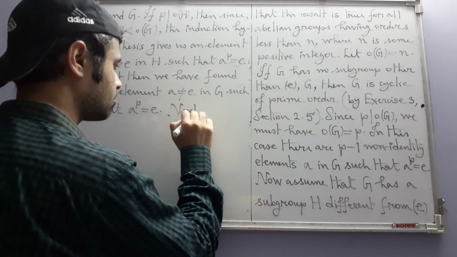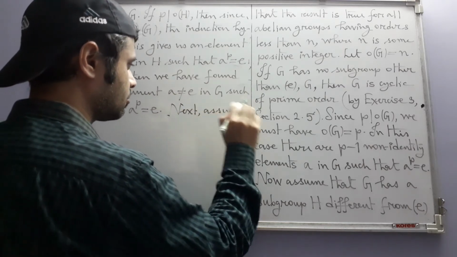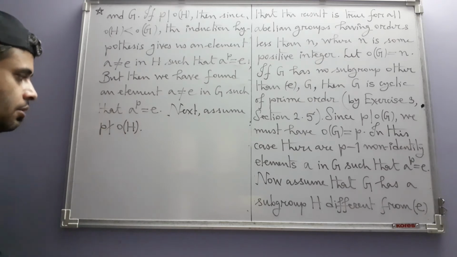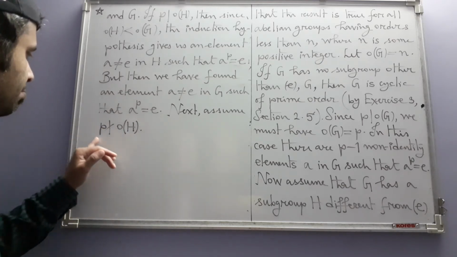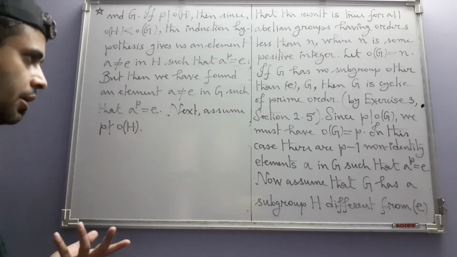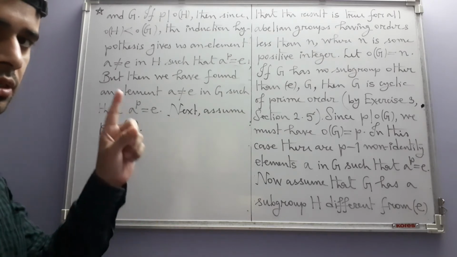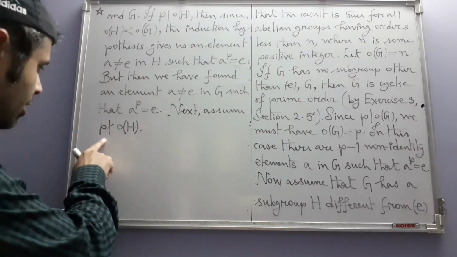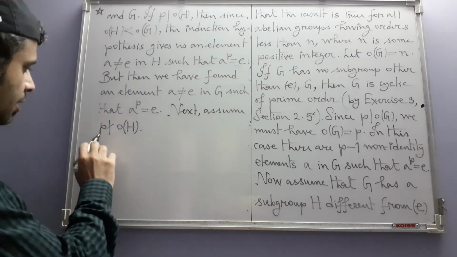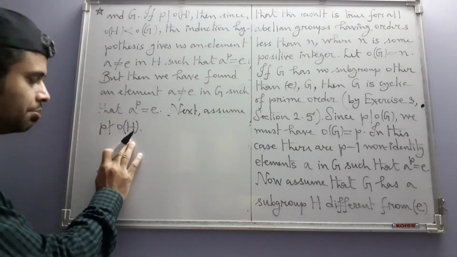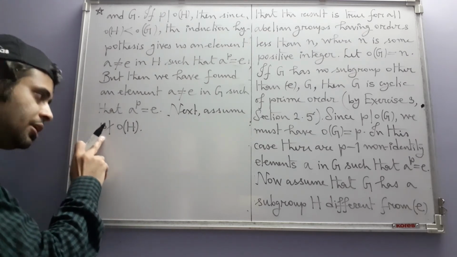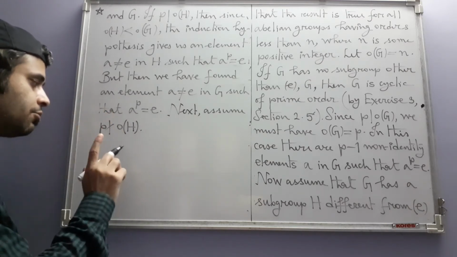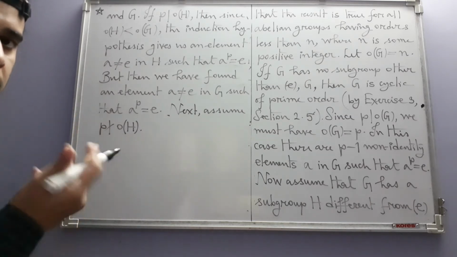Next, assume P does not divide order of H. But because P is a prime, if P does not divide order of H, then P and order of H are relatively prime, that is their greatest common divisor is 1. And why is that so? It's because the only positive divisors of a prime are 1 and the prime itself. Among them, P does not divide order of H means P cannot be a common divisor of P and order of H. The only other divisor left is 1. So the only positive common divisor of P and order of H is 1. So that will be the greatest common divisor.